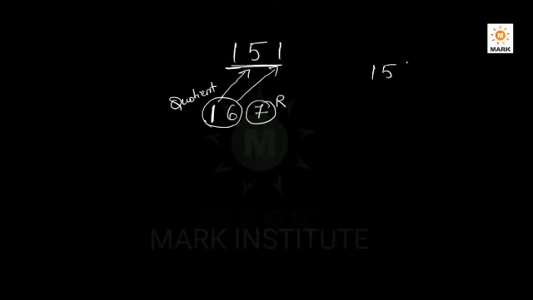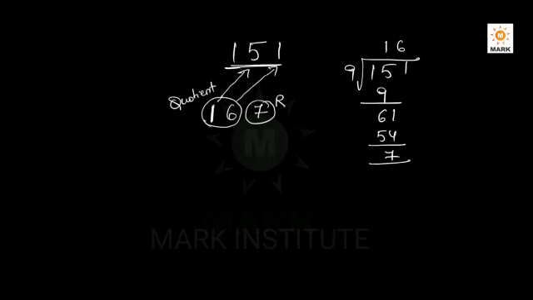Let us check with the normal regular division. I am dividing 151 by 9. 9 ones are 9. It is 6. Again 1, 9 6s are 54. Yes, the remainder is 7. Quotient is 16 and the remainder is 7. So this is how to do the division process of any number by 9.